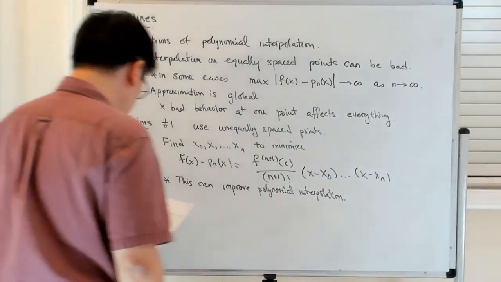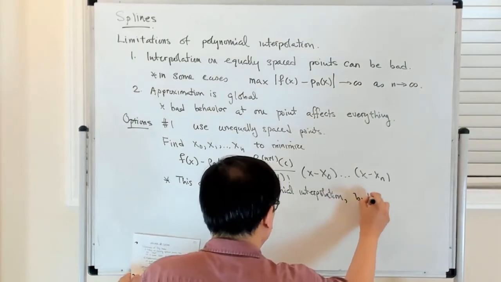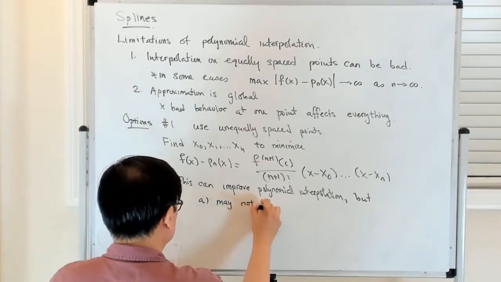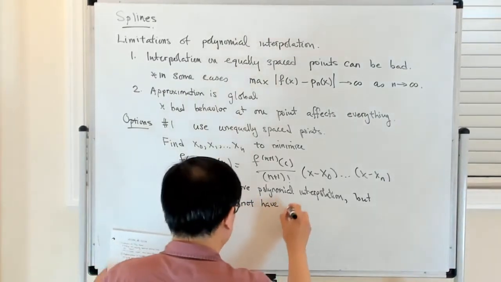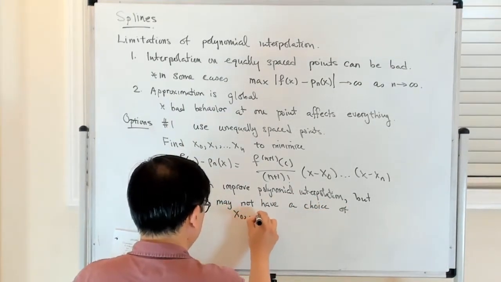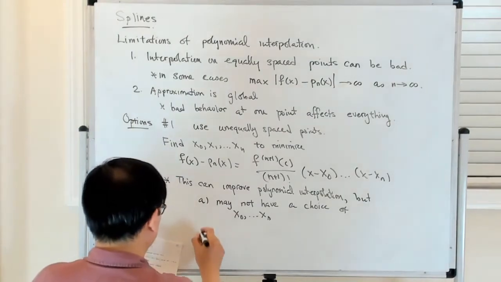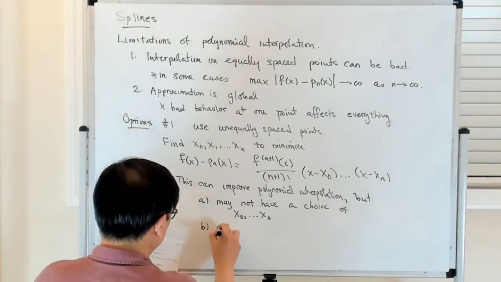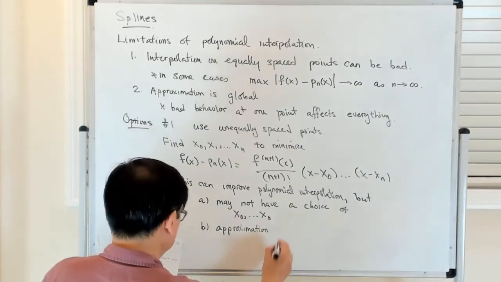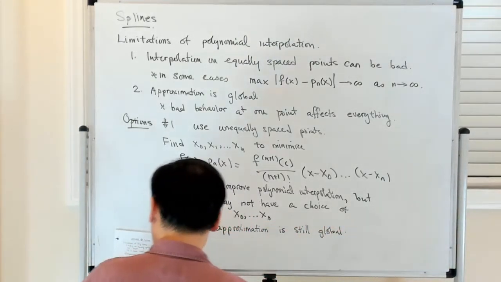Okay, except that there are some issues. A, you may not have a choice as to where the data is given to you. Maybe the data is going to be equally spaced because there's some measurement process which involves equal time measurements. And the other issue is that the approximation is still global. Okay, so that's something you have to contend with.